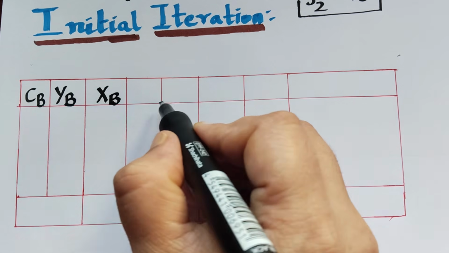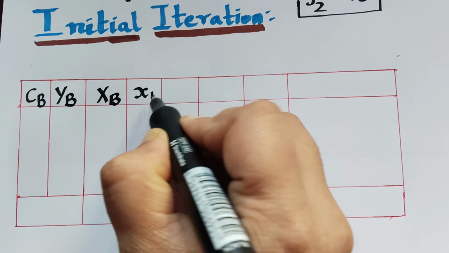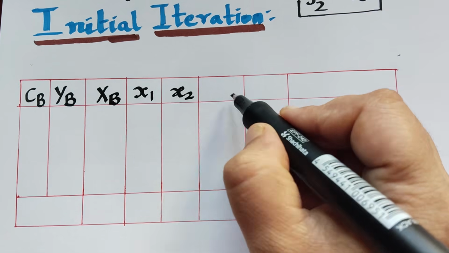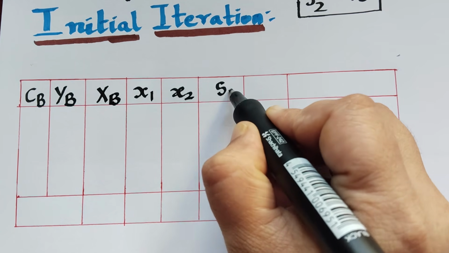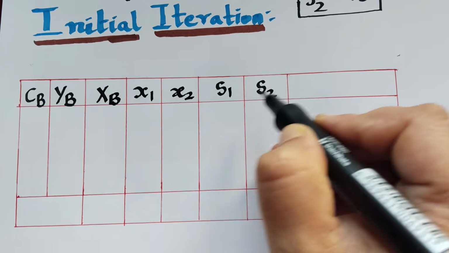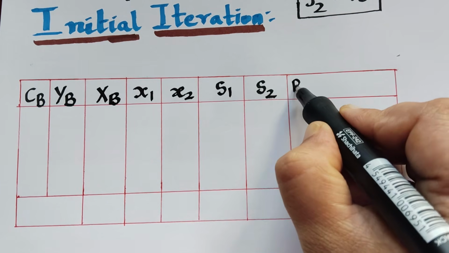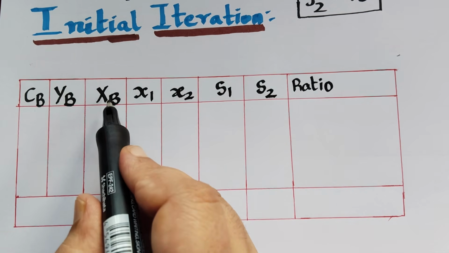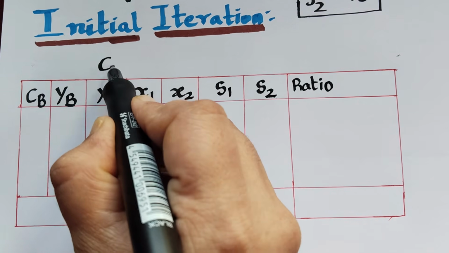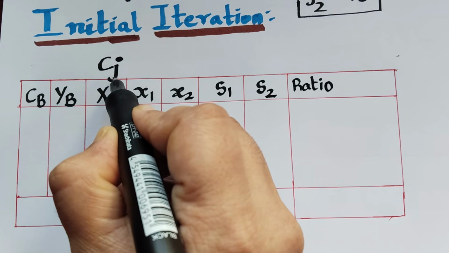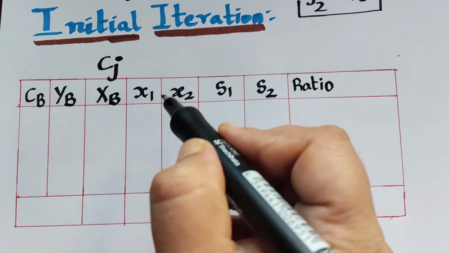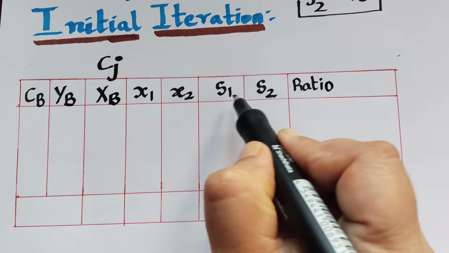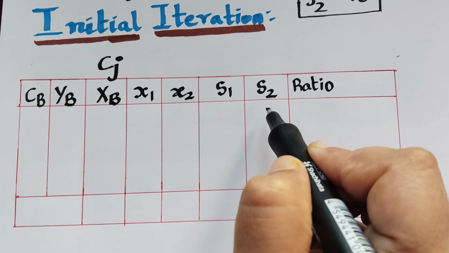And the variables that we have in the problem are x1, x2. The slack variables that we introduced are s1, s2. This is how we have to fill, and here we have to write ratio. Now at the top of XB, we have to represent it as Cj. What is this Cj? Cj gives us the cost of these variables in the objective function.